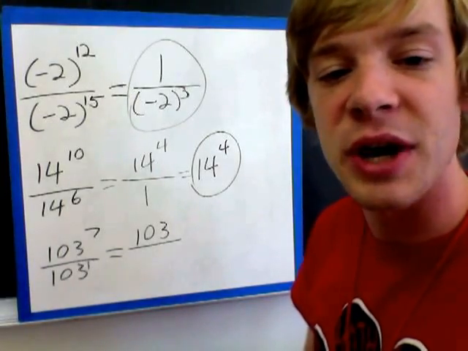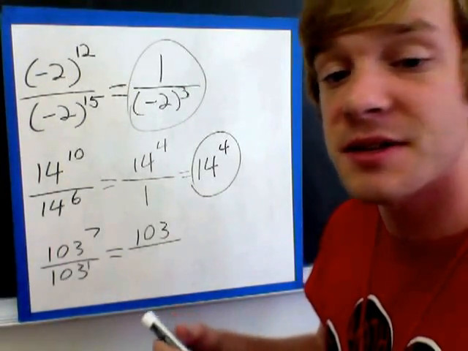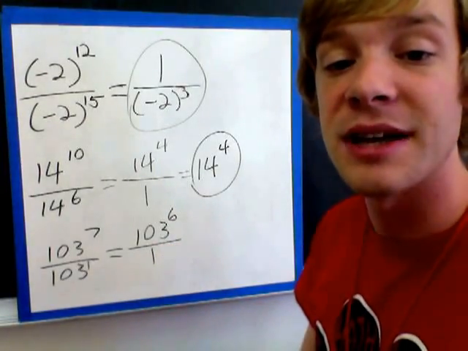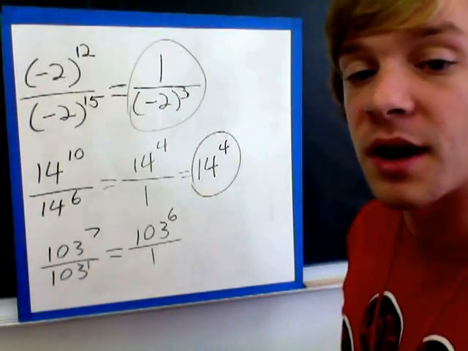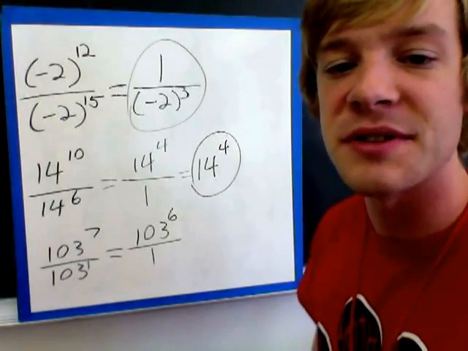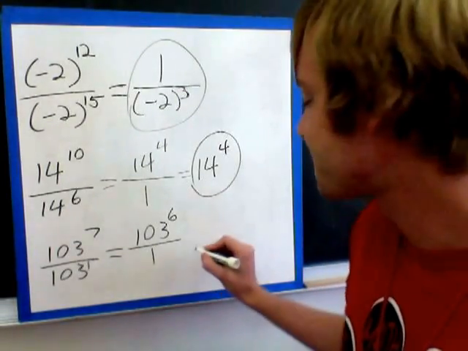I'm going to go ahead and subtract 7 minus 1. That'll give me 6. And I put my 1 in the denominator. Once again, we're going to simplify, and we're going to get 103 to the 6th power for our final answer.